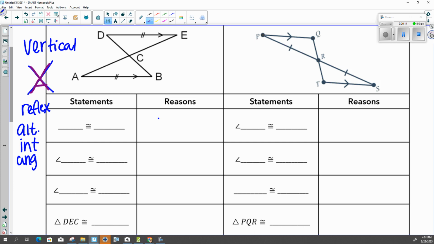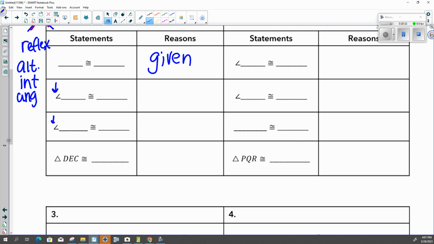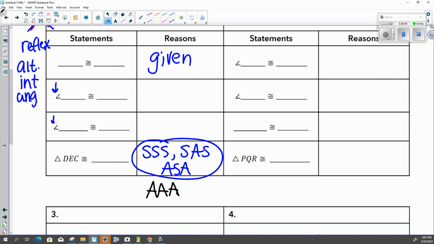This is always the given. So look up there. What did they tell us? Is something congruent? Is an angle congruent? Is a side congruent? Probably going to be sides because these are now talking about angles. And your bottom statements down here with your proofs are going to be side, side, side, or side, angle, side, or angle, side, angle. And the ones you're not looking for are AAA or angle, side, side. These are the ones that we aren't supposed to use. They're not definitive.